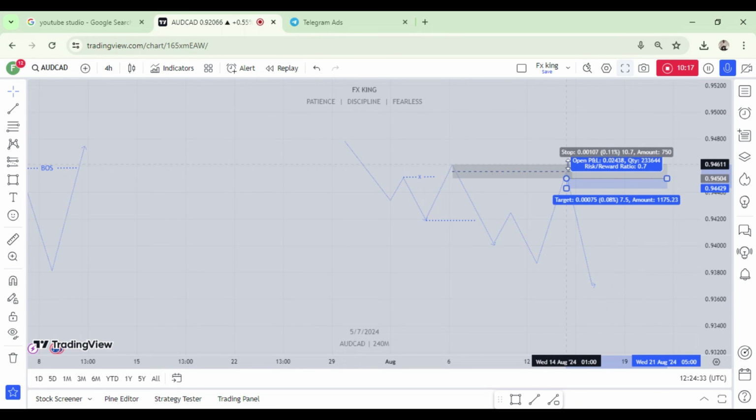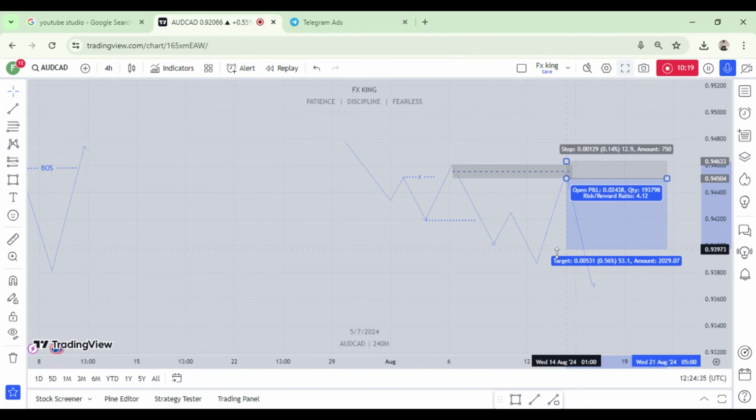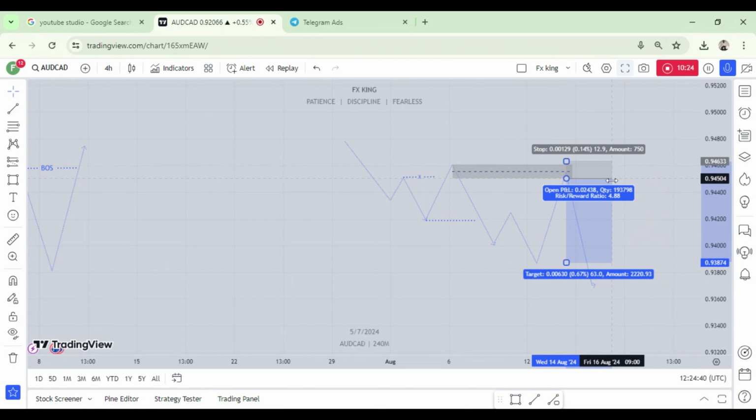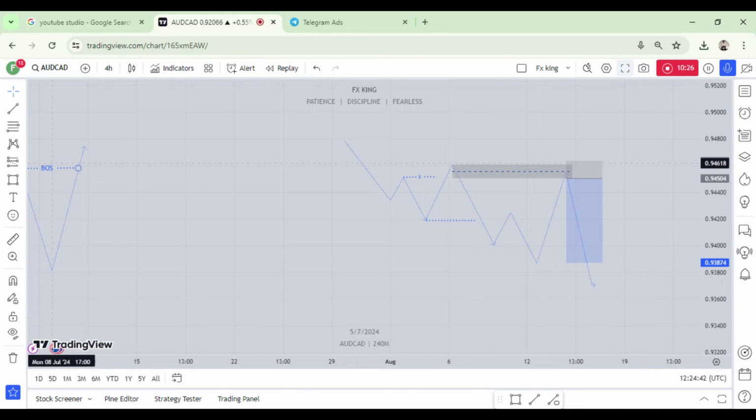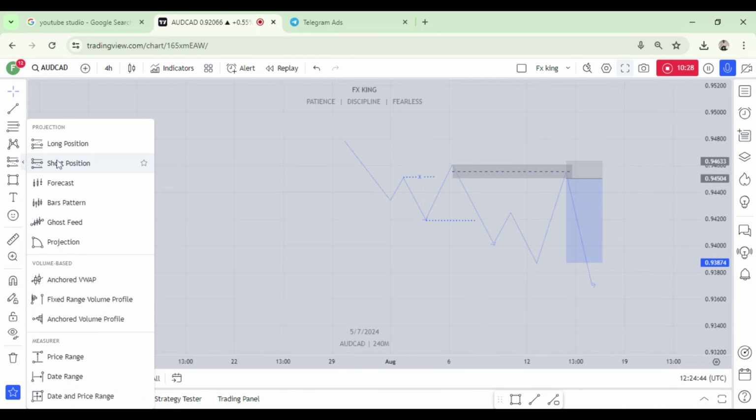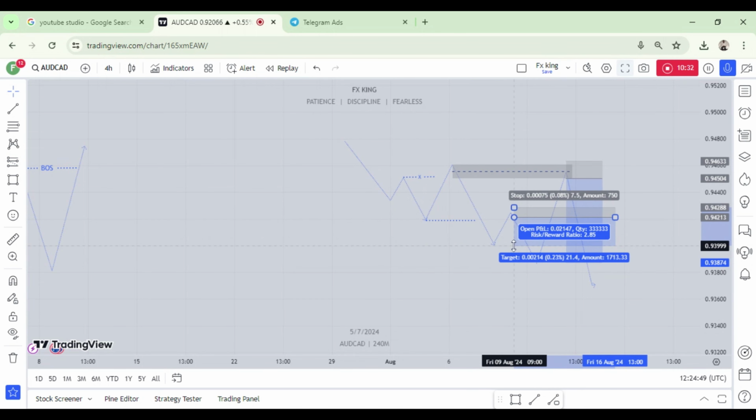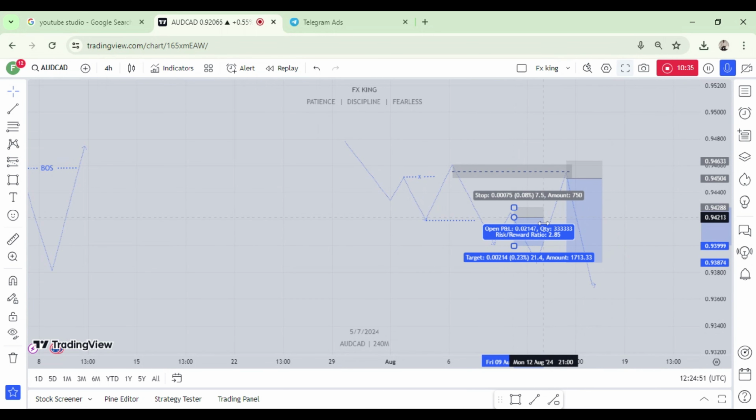And what do you target? Of course, you target this low here. Stop doing this, right? Stop selling here, targeting this. Stop doing that.